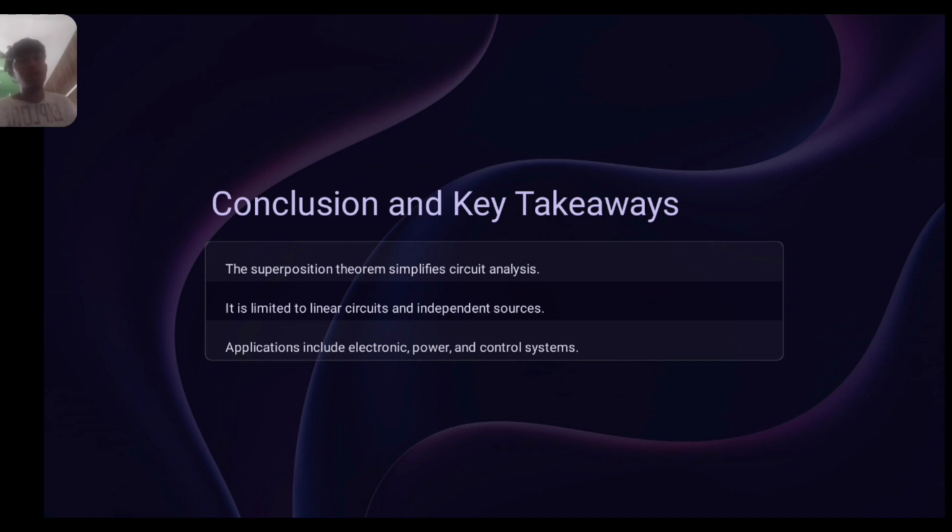Then finally, conclusions and takeaways. The superposition theorem simplifies circuit analysis and is limited to linear circuits and independent sources. Applications include electronics, power, and control systems.